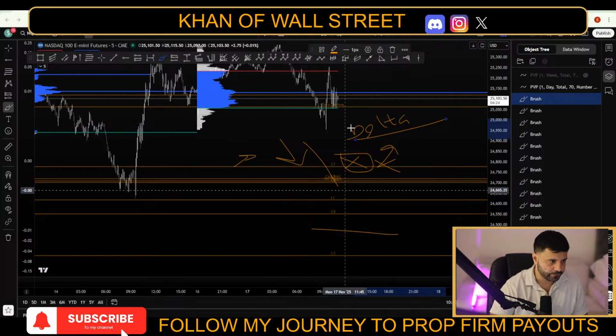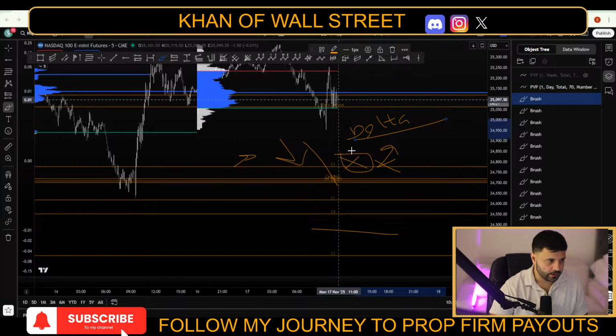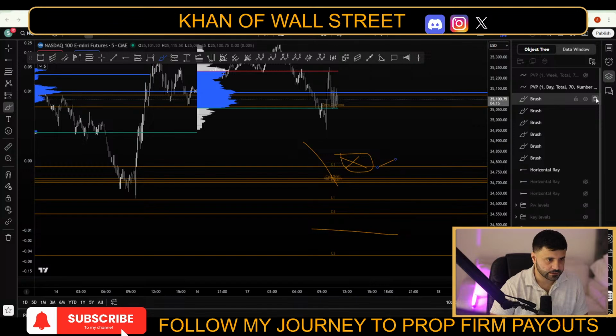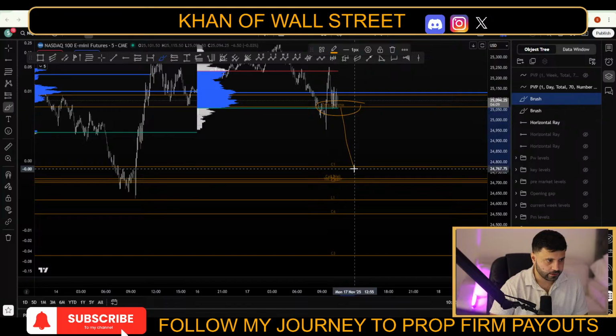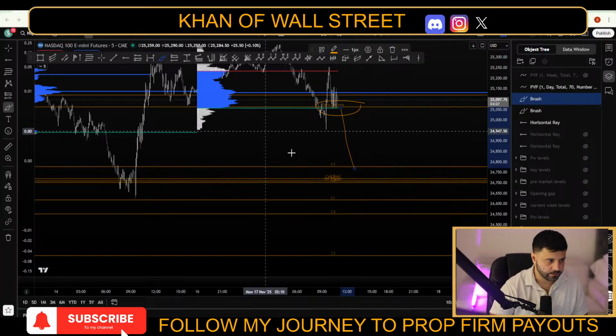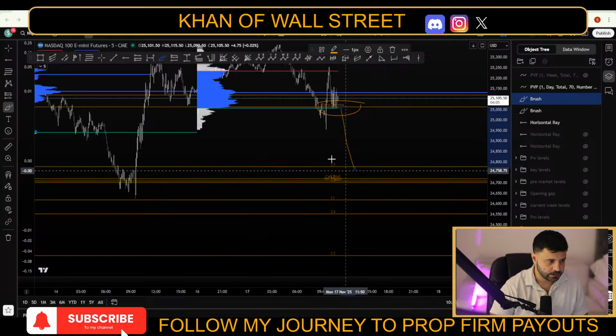So if we're above the zero gamma line and we're coming into these support levels, they act as support. But right now the zero gamma line is all the way up here. If they start coming down, market makers are going to start aggressively selling into these.